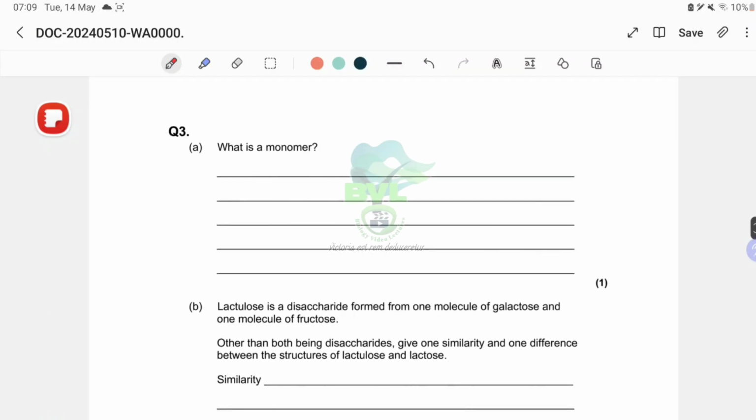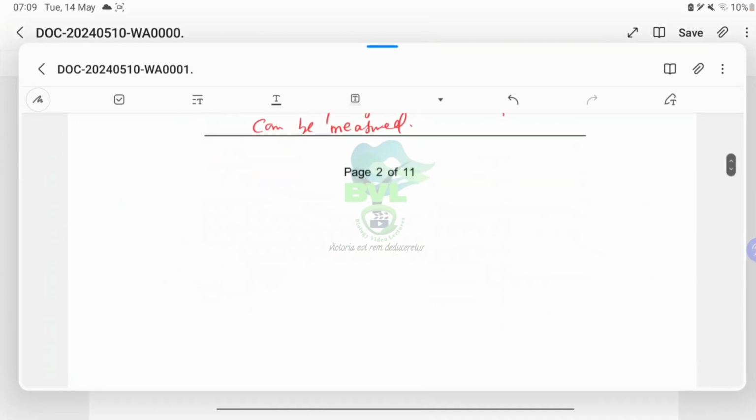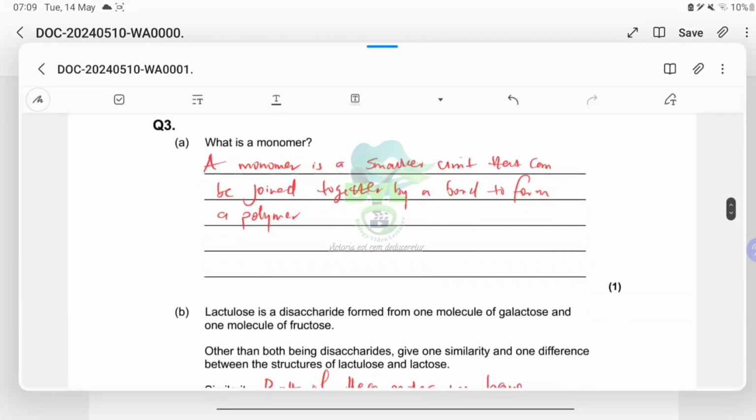Now, the next question says, what is a monomer? Just a one marker definition. Pause the video and see if you can attempt that. So a monomer is a unit that can be joined together by a bond to form a polymer. That's simple. Pay attention to this word bond, please, to form a polymer, okay? And that small unit.